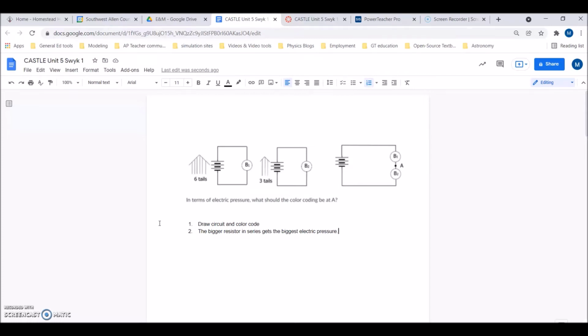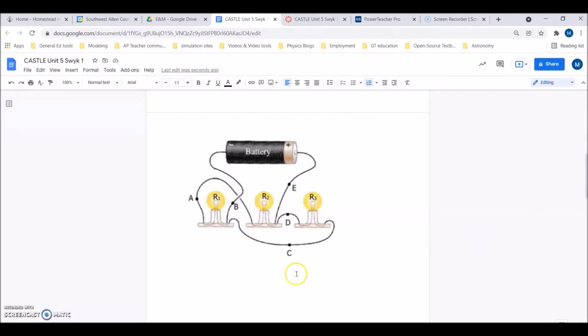The first number for the code to take the swyk is 9. Some people had a problem with this one, and all I have to say for this one is you're not color coding. You're not sketching this.